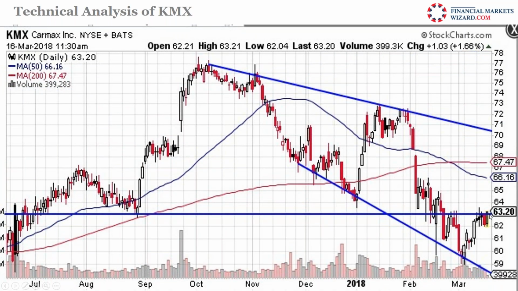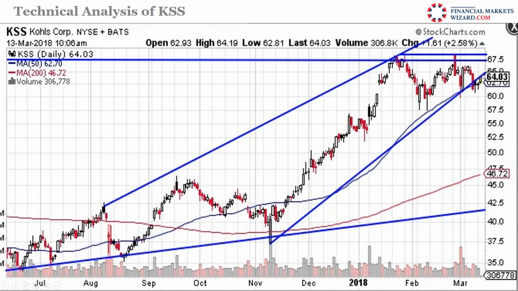KMX, I don't have any position. I'm just showing you that it looks like it wants to go up. CarMax, it wants to go up. So keep an eye on KMX. KSS, so KSS is bouncing off the 50-day moving average. So KSS looks like it wants to go up.